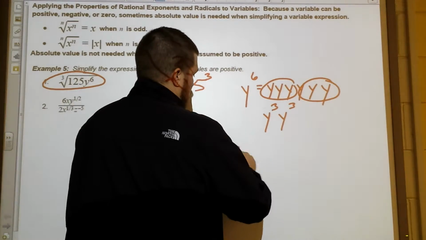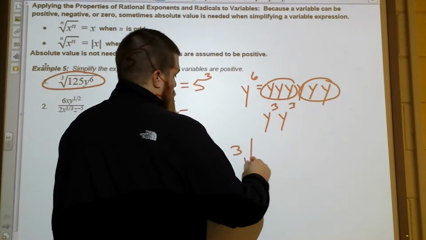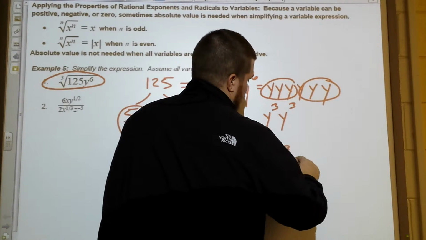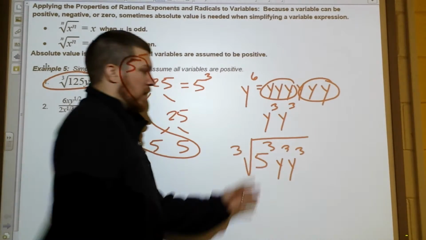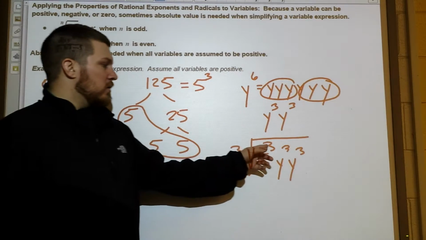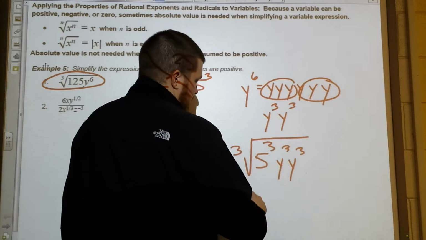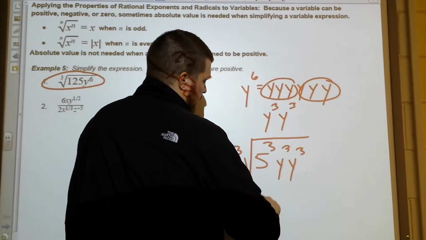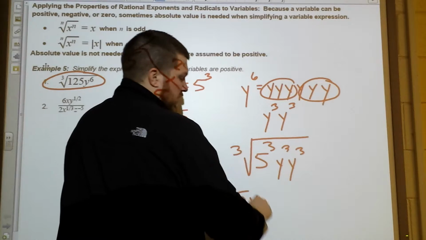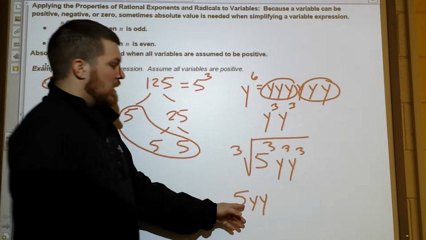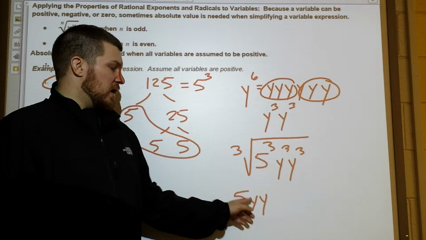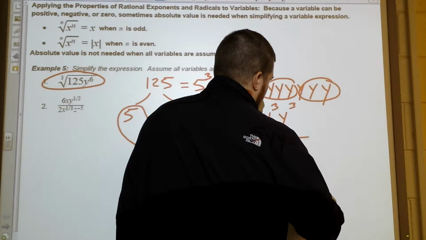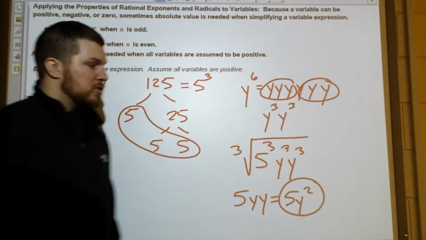I had the cube root of 125 times y to the 6. I just rewrote my original problem. So now, cube and cube root match and cancel out, so 5 can come outside. Cube and cube root cancel out, so y can come outside. My last step, I need to clean this up as much as I can. Y times y is just y squared. So my final answer for our first example was 5y squared.